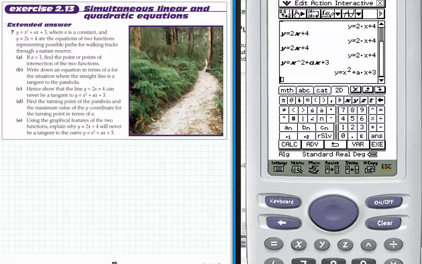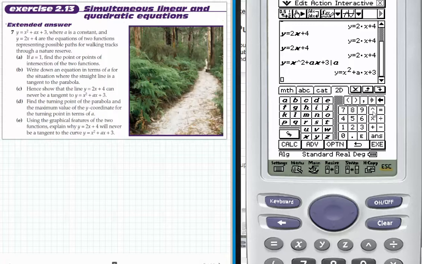Okay, so I've entered these two equations over here in the graphing calculator: y equals 2x plus 4 and y equals x squared plus ax plus 3. If a equals 1, find the point of intersection of the two functions. Okay then, so I'm going to come over here. Given a equals 1, that will obviously make it x squared plus x plus 3.